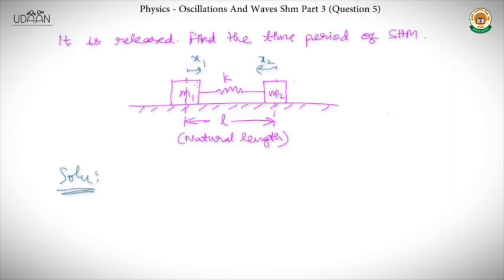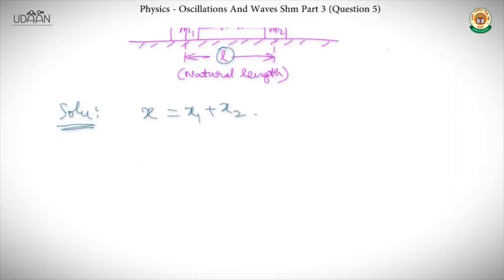So assume that M1 is compressed by x1 and M2 by x2. So the total compression in the spring, which is x, is x1 plus x2, and L, as you know, is the natural length of the spring. So let's write a force equation for block 1.